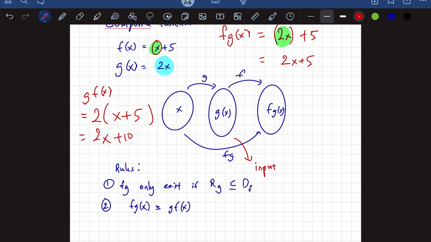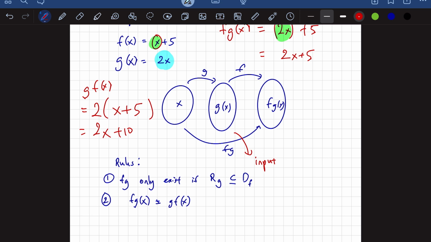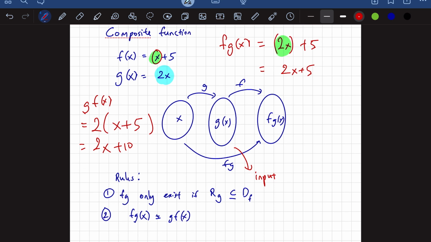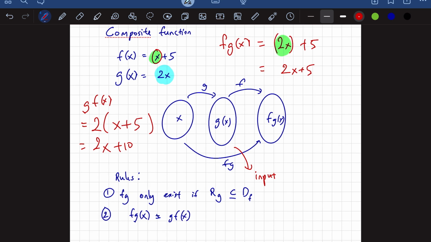Now don't worry, we will have more explanation and examples later on. There are some rules with regards to composite functions that you have to know. First, if you want to find f(g(x)), which is a composite of f and g, it only exists if the range of g must be a subset of the domain of f.